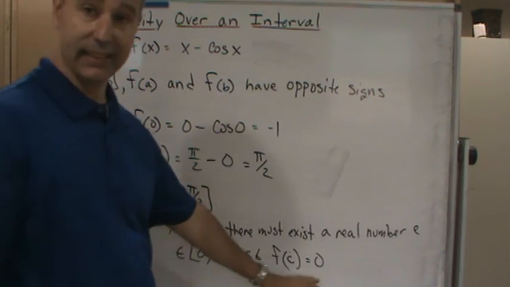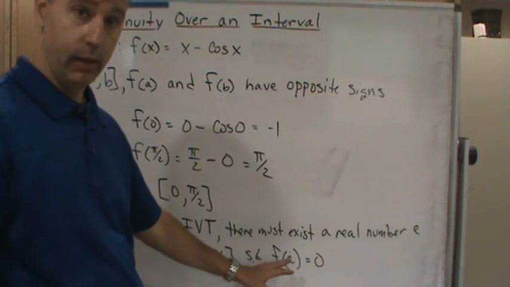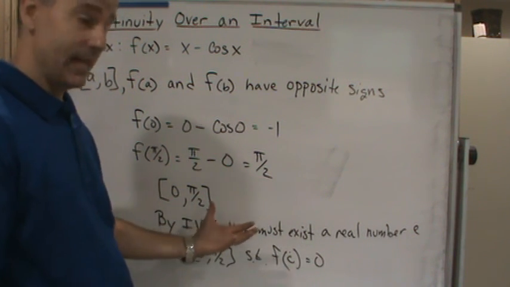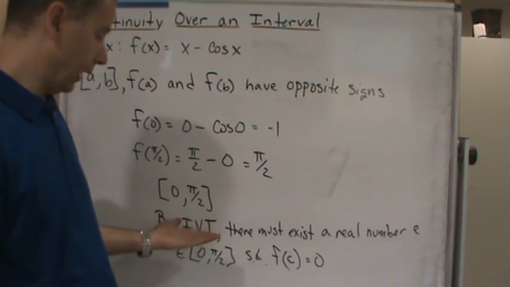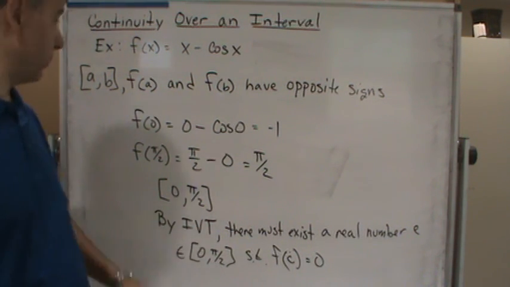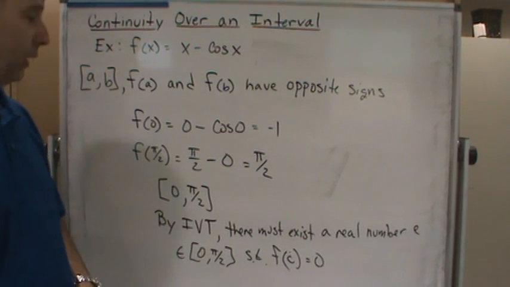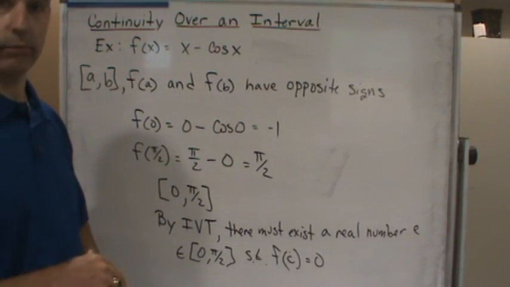Now, the thing is there might be more than one zero in this interval, okay? The only thing that the intermediate value theorem can tell us is that there is at least one zero, okay? It might be more than one, but that's what they asked. They wanted to show that there was at least one zero for this function, and we did that.